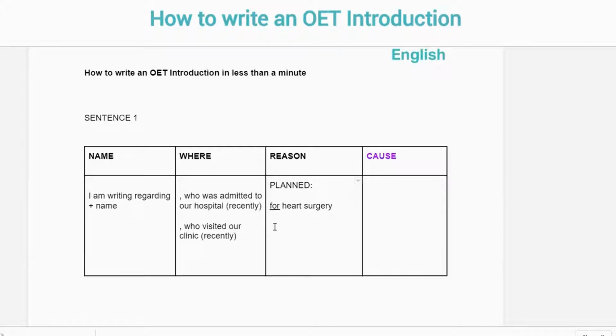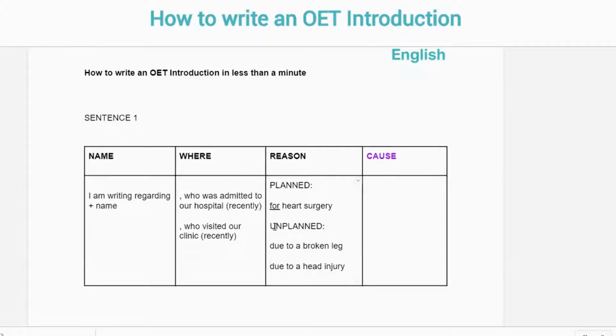Raji, what do we do when it's unplanned? Unplanned, we can say due to a broken leg, for example, or road traffic accident. Emergency. Or you could say due to a head injury, right? Now, sometimes you know the cause of, for example, the surgery. Sometimes you know the cause of, for example, the broken leg or the head injury, right?